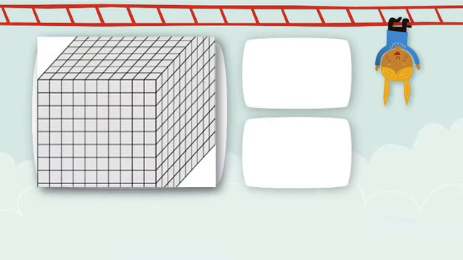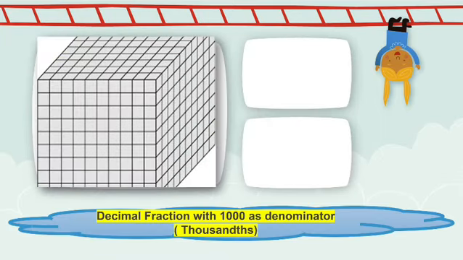Now let's check out decimal fraction with 1000 as denominator, which is read as thousandth. Now what do you see? This block is now divided into 1000 parts, and in this 1000 parts only 50 parts out of 1000 are shaded. Let's shade 50 parts. 1, 2, 3, 4 and 5.